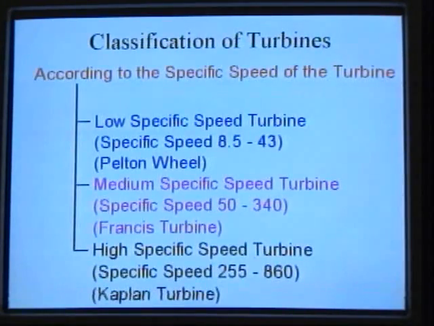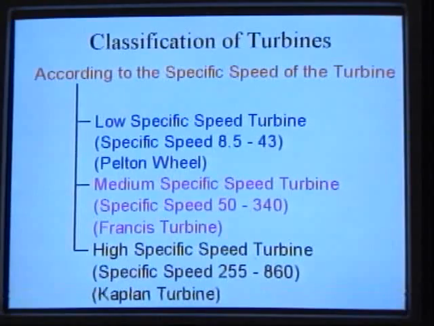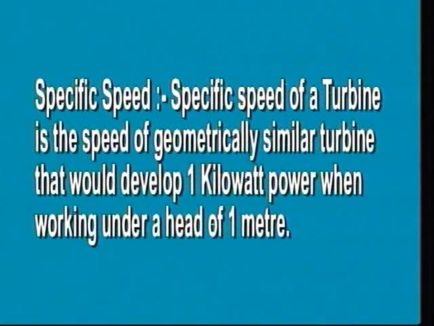And the last type of classification of turbines is according to the specific speed of the turbine. Now let us first define what is a specific speed. Specific speed of a turbine is the speed of a geometrically similar turbine that would develop 1 kilowatt power when working under a head of 1 meter.